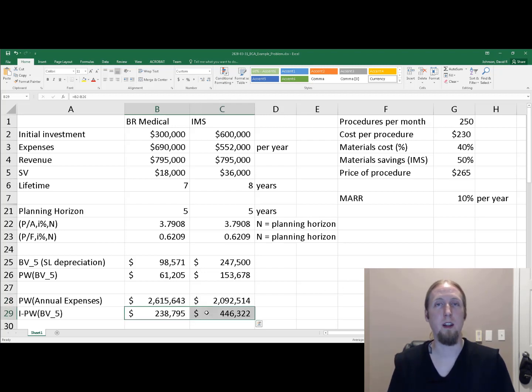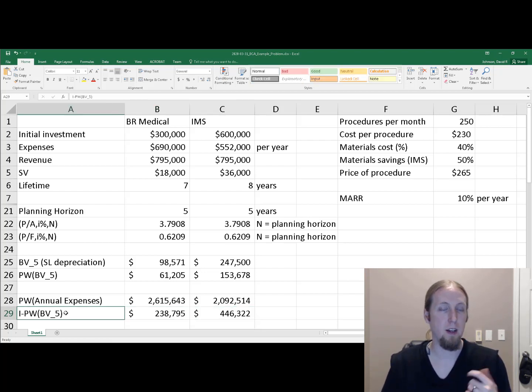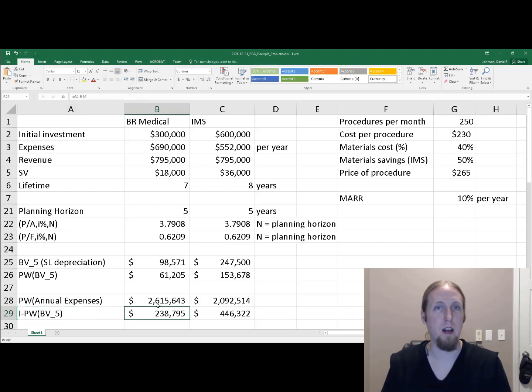On the cost side, the difference in cost that we need to calculate is the difference between the capital recovery amount expressed in present worth terms. So we want to take the initial investment minus the present worth of the market value at the end of the planning horizon. So there, we just have our initial investment and subtract off the present worth of the book value in the 5th year that we calculated previously.